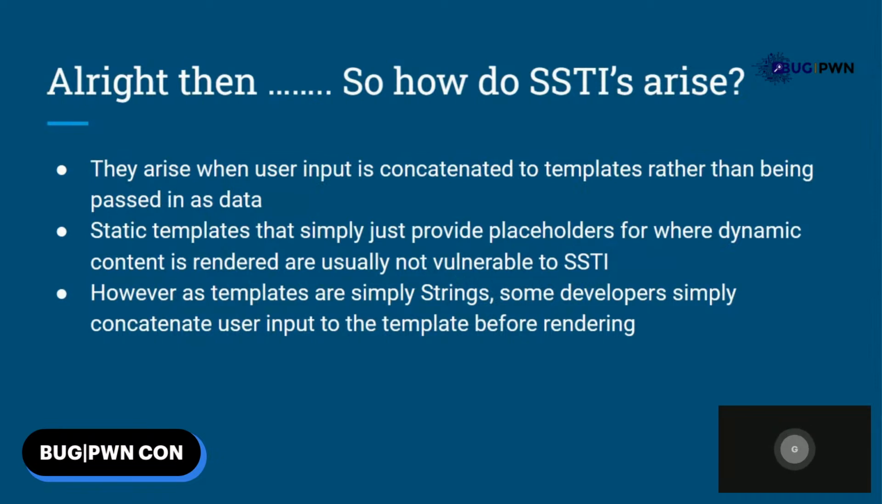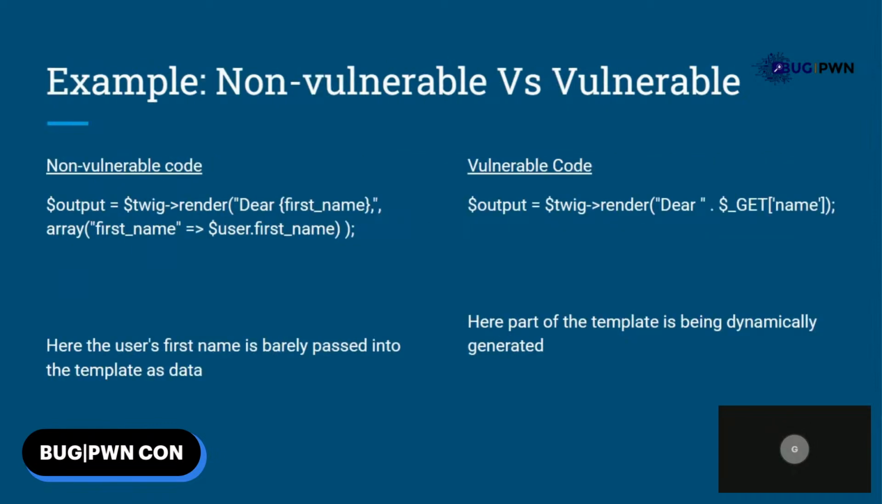Moving on, how do SSTIs arise? Like I said before, they arise when user input is concatenated into the template rather than being passed in as data. Static templates that just provide placeholders for inputting dynamic content and rendering it are not vulnerable to SSTI. However, templates are just strings, and some developers concatenate user input to these templates, concatenating strings to strings and then rendering them together. This is where the issue arises.